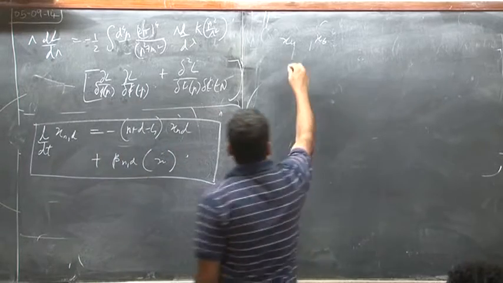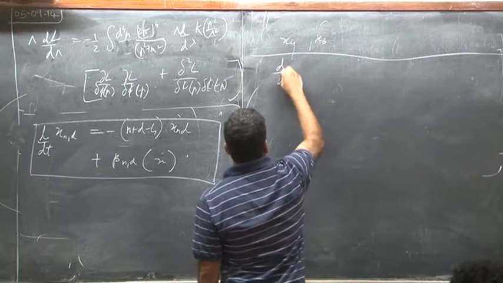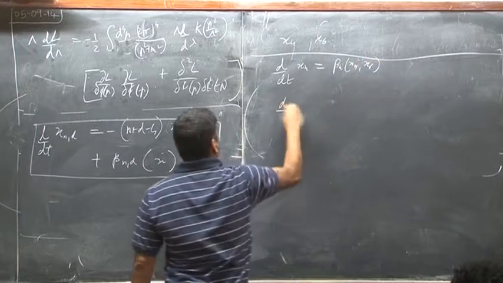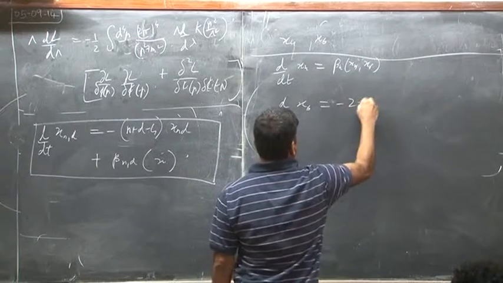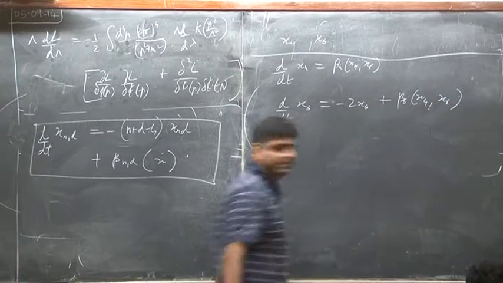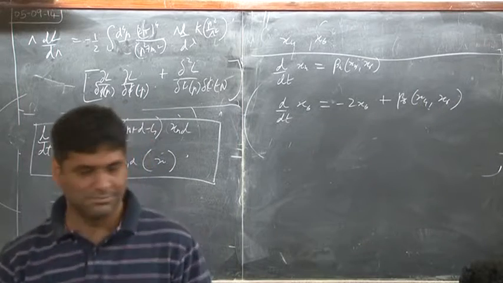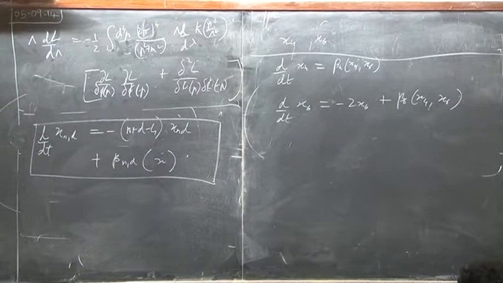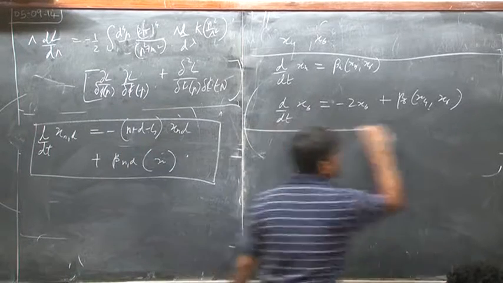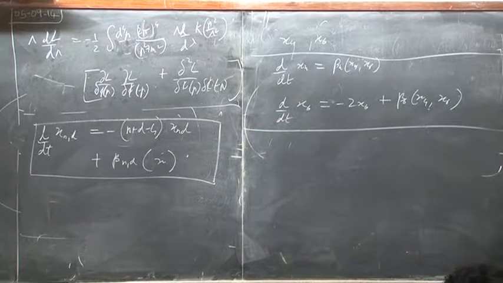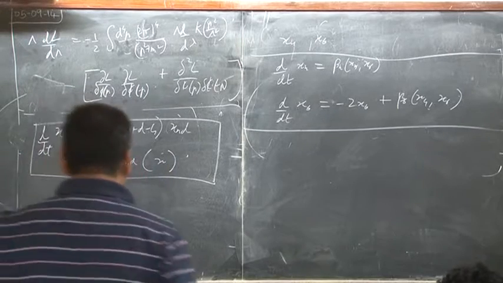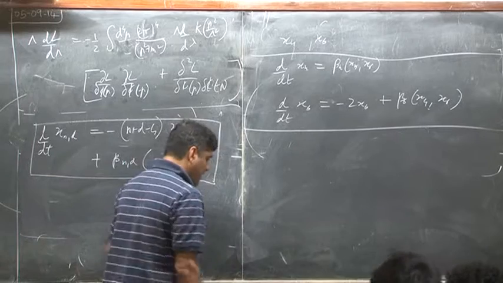Then, the flow equations now are d by dt of x4 is equal to beta 4 of x4 and x6, and d by dt of x6 is equal to minus 2 x6 plus beta 6 of x4. Now, if we look at these two flow equations, what we're going to do is the following.